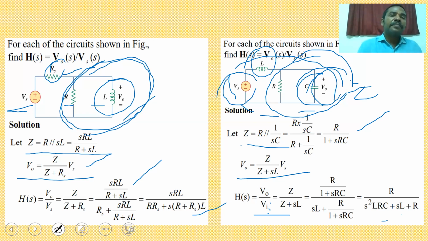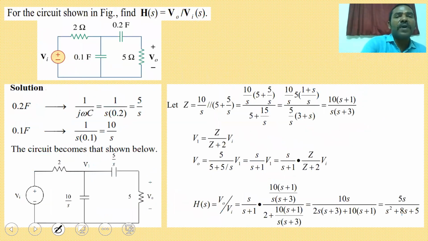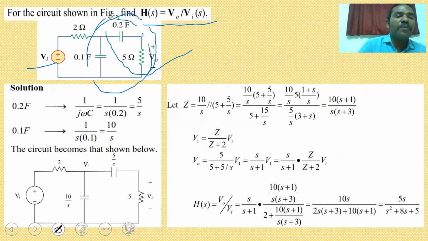Next problem. So here also you have to go for the calculation of H(s), V0 by Vi, that is V0(s) by V(s). V0 is the voltage drop across the 5 ohm resistor. So Vi is the input voltage. So here the capacitance and resistance are connected in series and this is connected in parallel with the 0.1 farad. So the capacitance values I am writing in terms of the S domain.